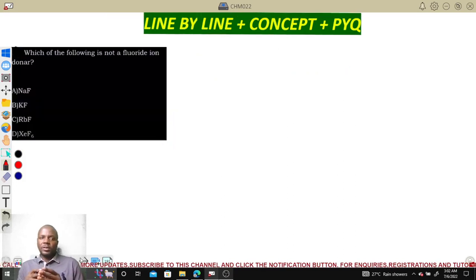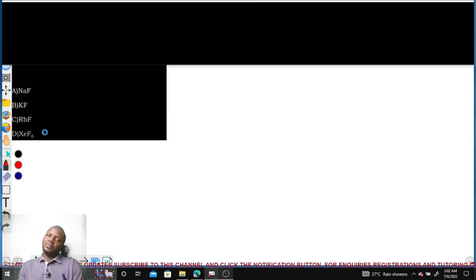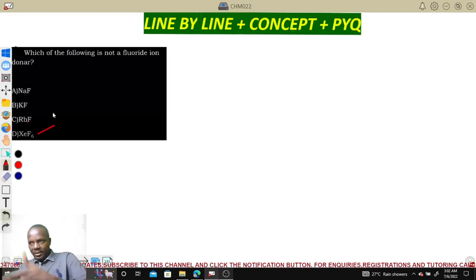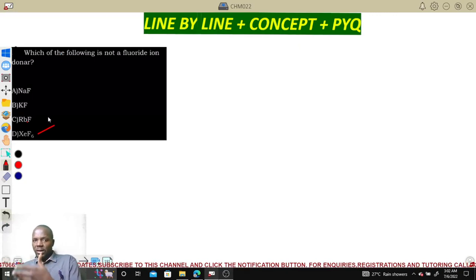The next question: which of these following is not a fluoride donor? The one that will not donate should be the one that is here. You understand my point? Now we are talking about the one that accepts, rather. I talk about metal. This is Rb. XeF2, XeF4, XeF6, they give fluorine. All those give fluorine. So which of them is not a fluoride ion donor? This is the donor, so the one that will not donate is the answer. This is out of it.